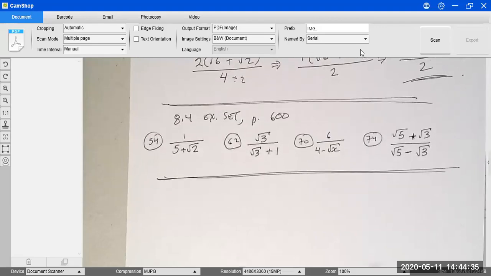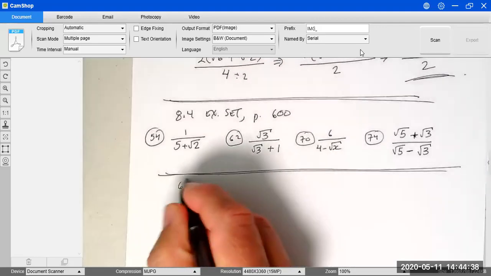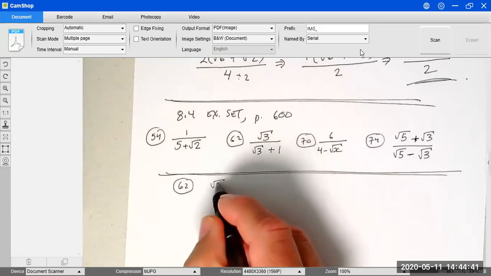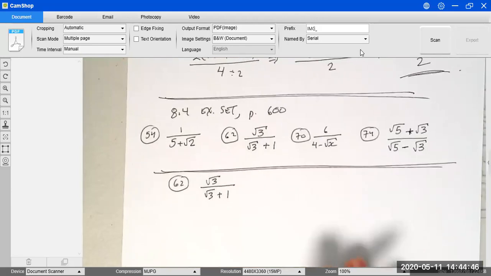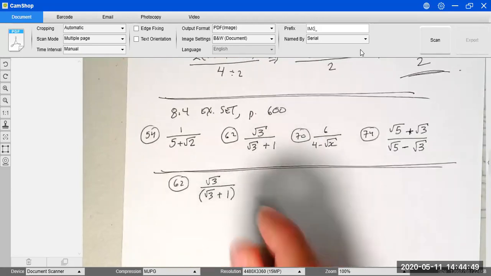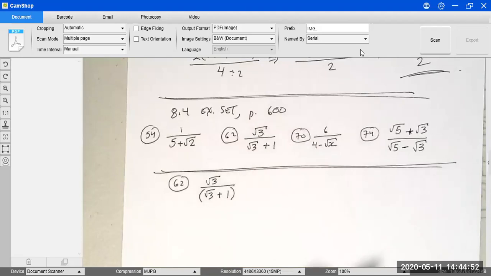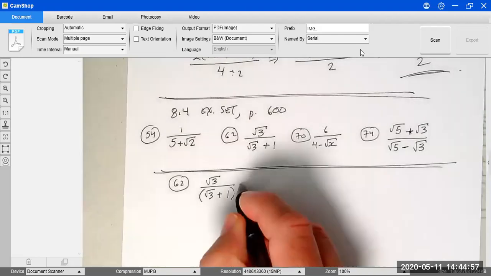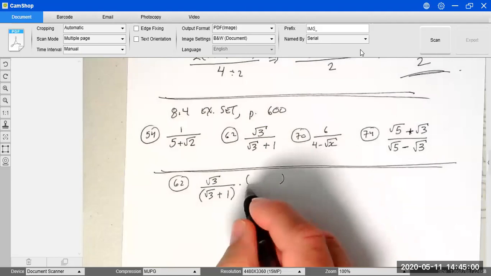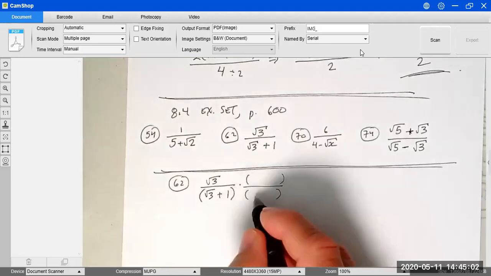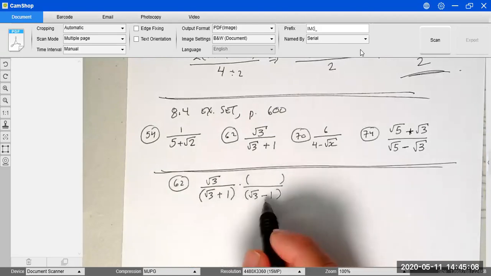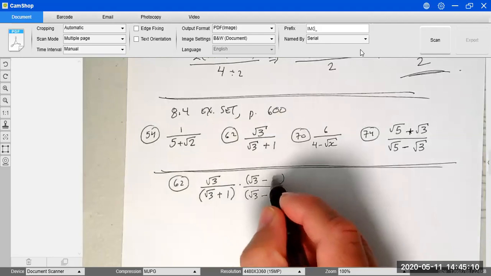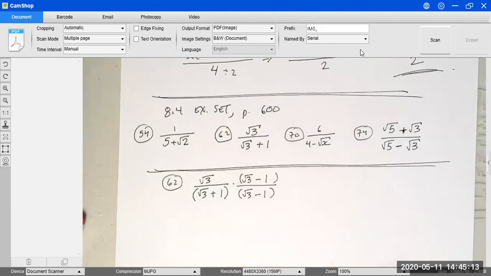So let's try to solve problem 62 first. So 62 is radical 3 over radical 3 plus 1. So the first thing, we enclose in parentheses our denominators and numerators when they contain more than one term. Then we're going to multiply by the conjugate of the denominator, and the conjugate of the denominator is going to be square root of 3 minus 1 in this case, because I have the sum, then I need the difference. And I'm going to use the difference too for the numerator.